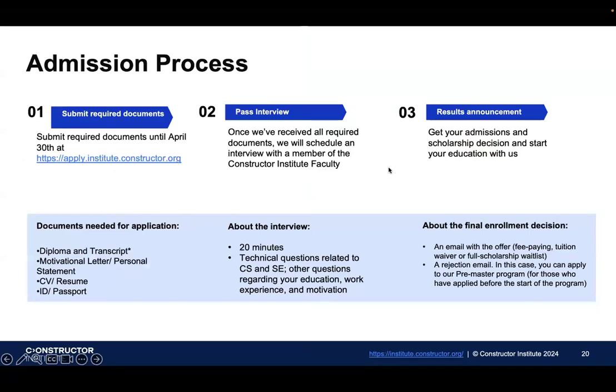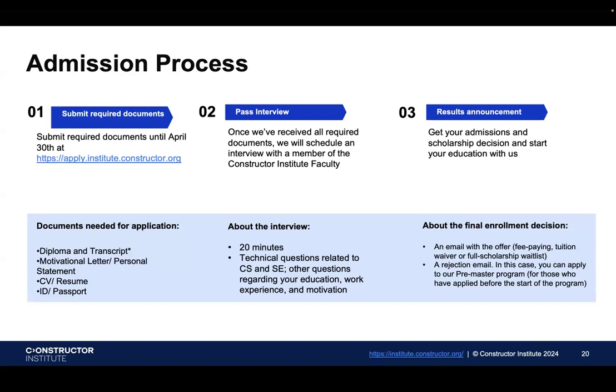So indeed, I will get right down to it because we just have a few more minutes left. The admissions process is a two-step process. We ask you to go onto our application portal and submit 4 documents. We try to keep it simple. A diploma, if you've already graduated, and an up-to-date transcript of all the classes and grades you received up until now. A motivational letter, a personal statement explaining to us why you would be interested in enrolling, an updated CV or resume, and a copy of an official ID, such as a passport.